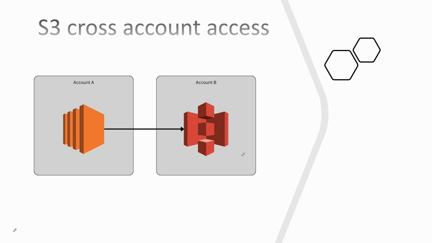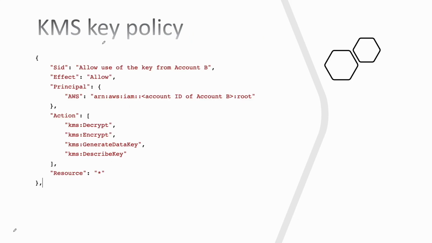To make this work, we need to configure the following components. 1. KMS Key Policy. Since this is cross-account access, we should use a KMS key in account A to encrypt the S3 objects. In the key policy, we must explicitly grant account B permission to decrypt using this key.